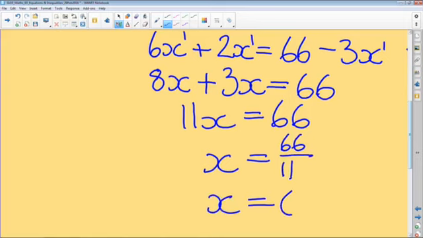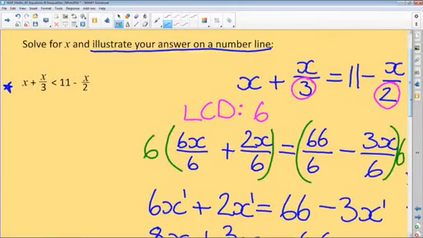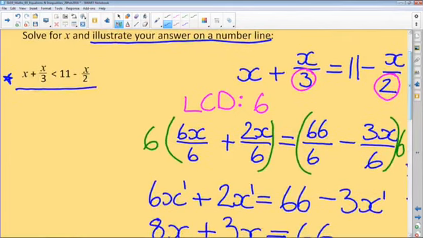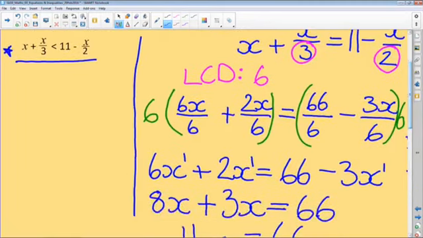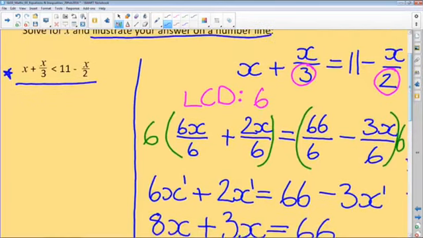Now, the problem is, this was not an equation to begin with. It was an inequality. So let's do it now as an inequality. I'm just going to draw a line down over here. And the first thing we did with the equation was we found a lowest common denominator. And that's exactly what we need to do over here as well. I'm going to do this in purple, just so that it's set apart. So I've got 6x over 6.